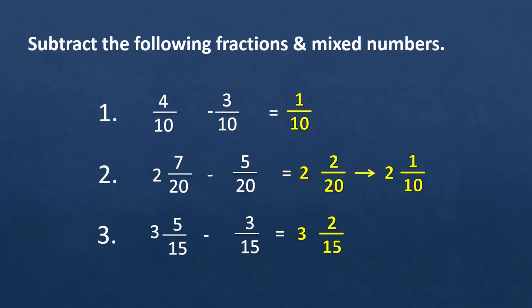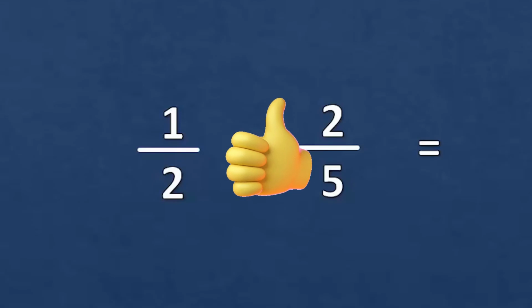For number 3, 3 and 5 over 15 minus 3 over 15. The answer is 3 and 2 over 15. It's so easy, right? Good job!